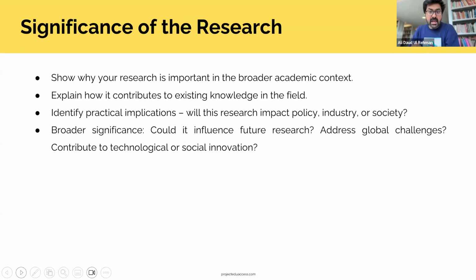Significance of your research. This usually comes after the other sections: there's the introduction, the literature review, the research questions, how you will gather data to answer those research questions, and how you will analyze that data. And then, why is this whole process so important? Why is this research important in the broader academic context, but also in a social context?